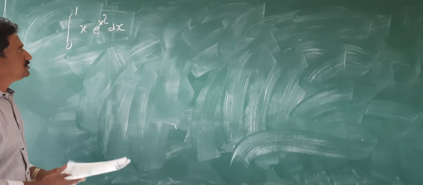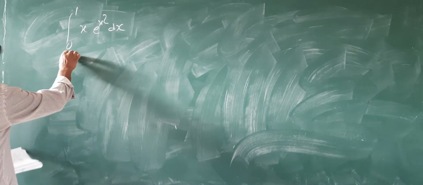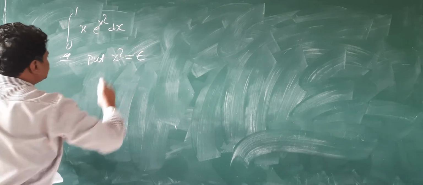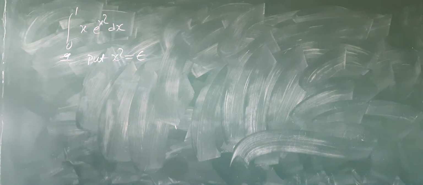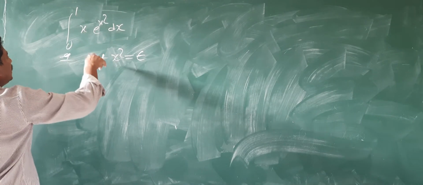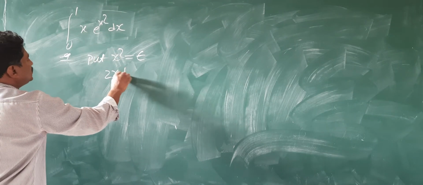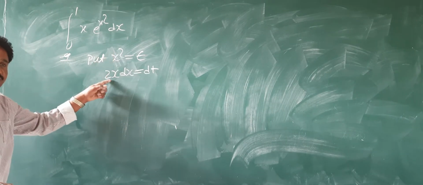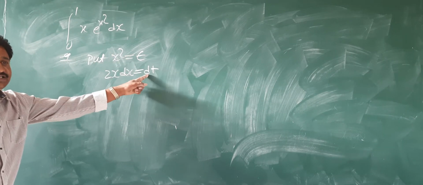Put x square equals t. Solution. So put x square equals t. So change the limits. First you change the limits or differentiate first. 2x dx is equal to dt. Differentiation of x square is 2x. x is dx, t is dt.